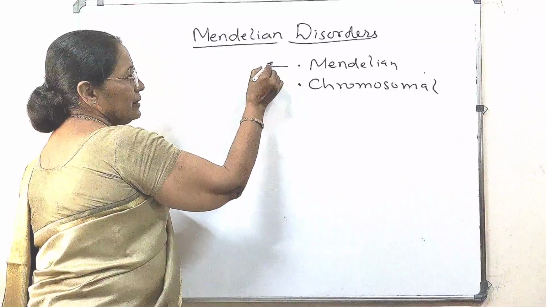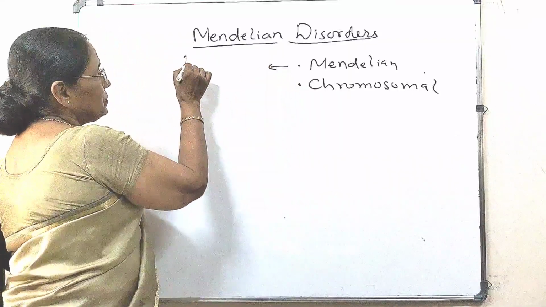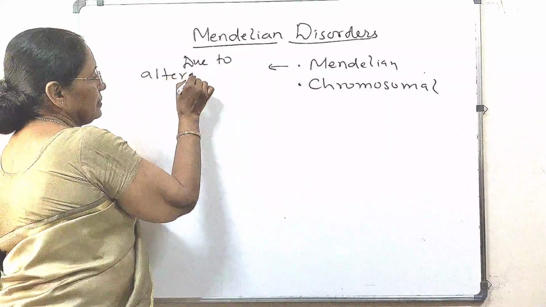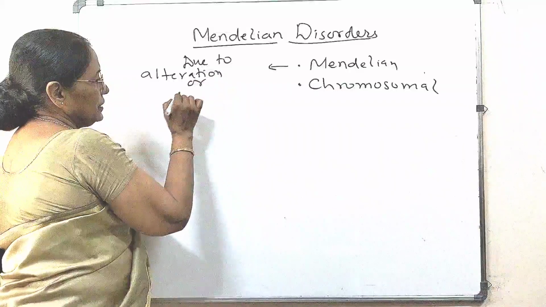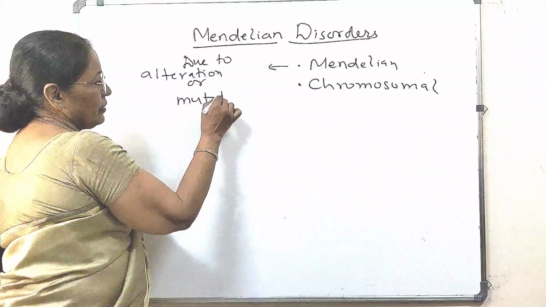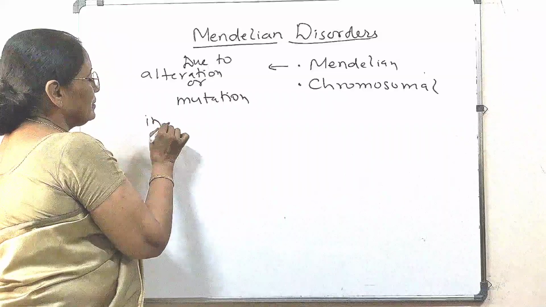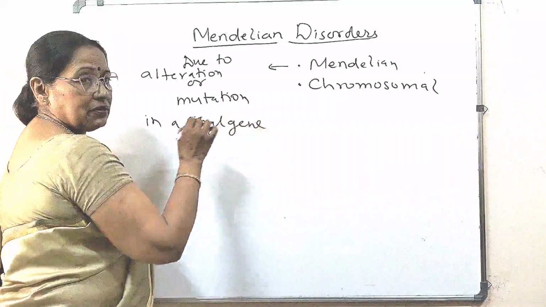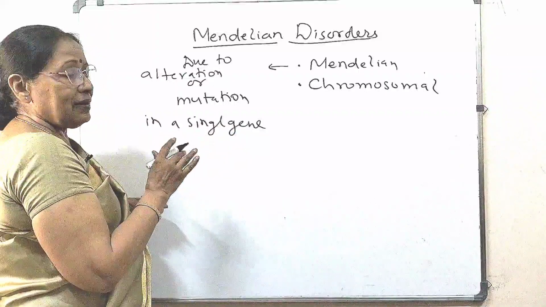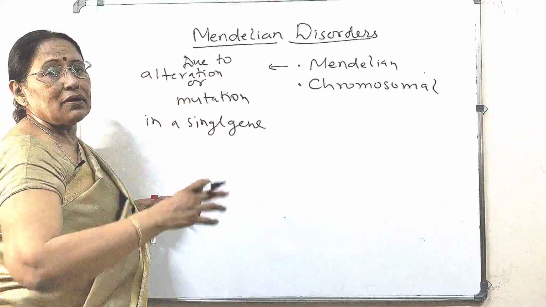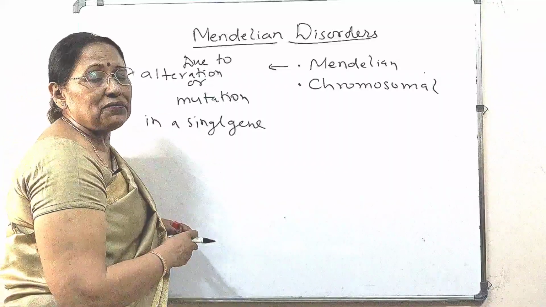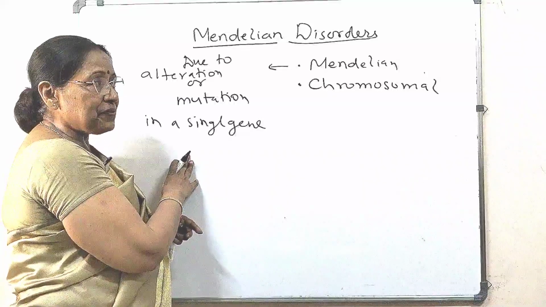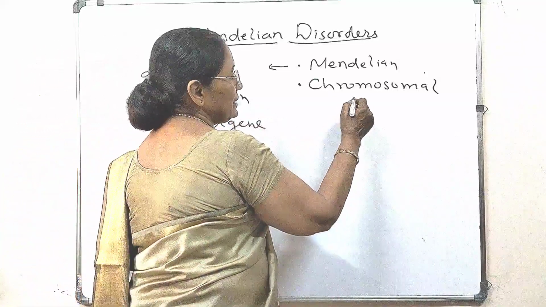This Mendelian inheritance is due to alteration or mutation in a single gene. Accordingly the gene will behave, the alleles will behave, and it will follow the same Mendelian law of inheritance. So this is Mendelian disorder. Fine. Now what is chromosomal disorder?